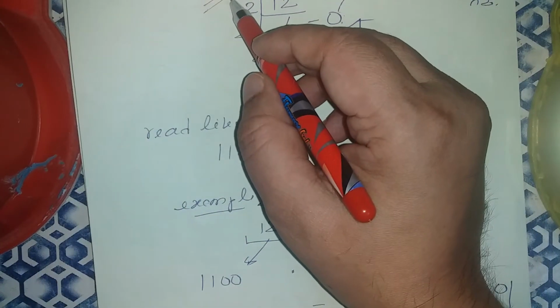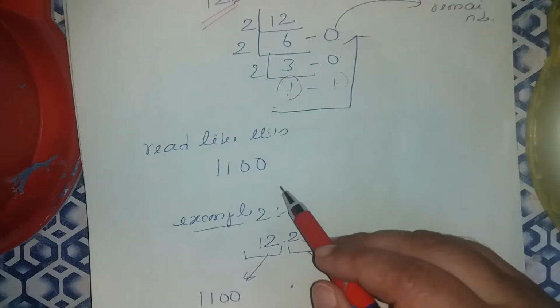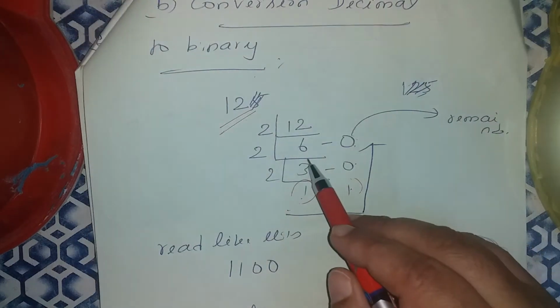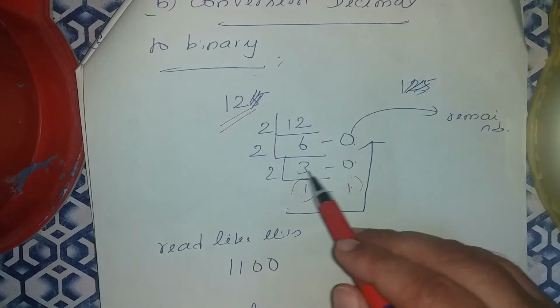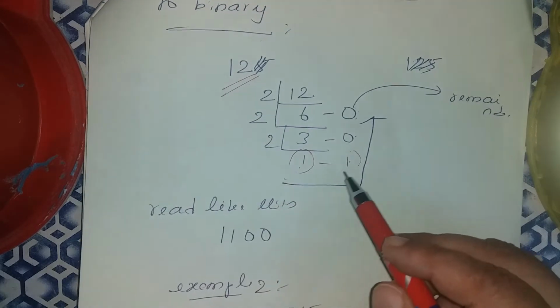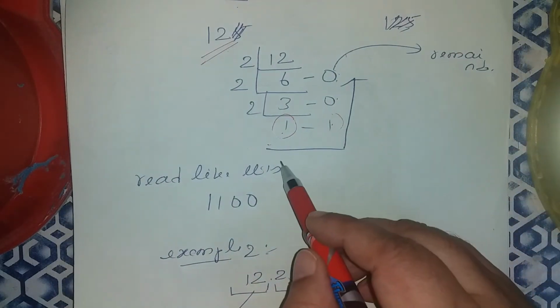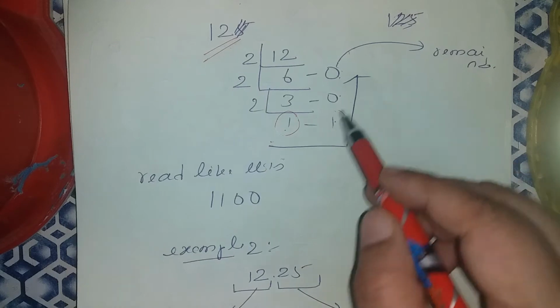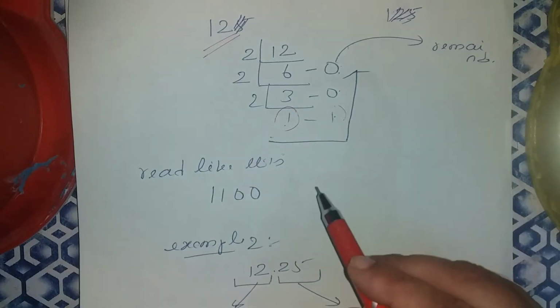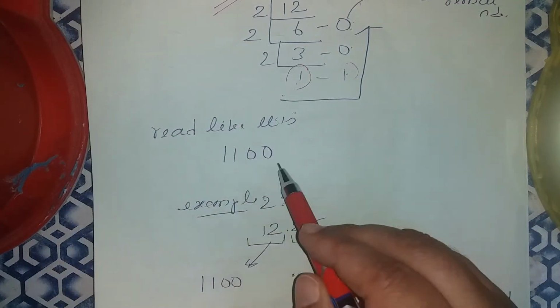12 is the number. How to convert it into binary? 12 divided by 2, 0 is the remainder. 6 divided by 2 is 3, 0 is the remainder. Then 1 and 1. Don't take from top to bottom, bottom to top you take. That is called conversion of decimal to binary. So 1, 1, 0, 0.